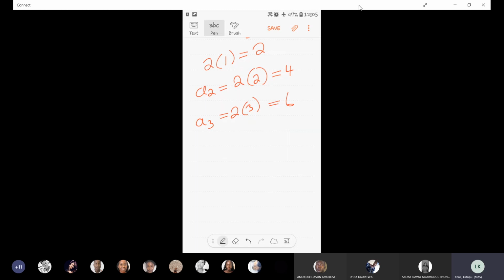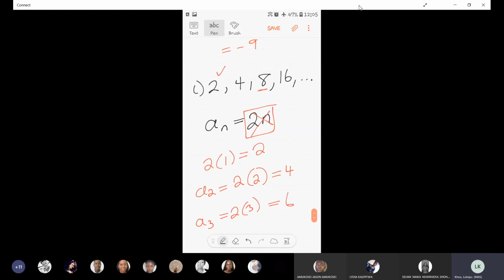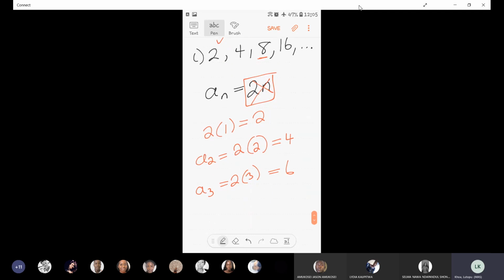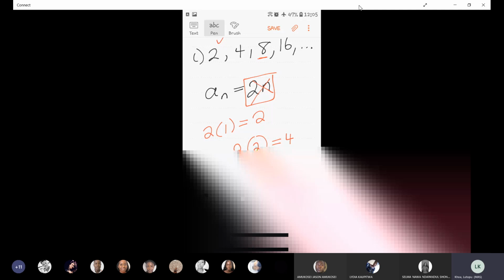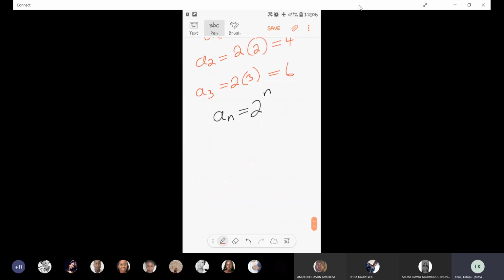Anybody to try? How can you write a formula for this? Yes, Miss, what about 2 to the power n? 2 to the power n, exactly. So our formula a n will be 2 to the power of n. Then we can always check if this is indeed correct. So we have a1, this is 2 to the power of 1, which is 2.